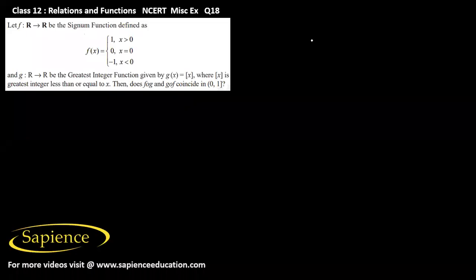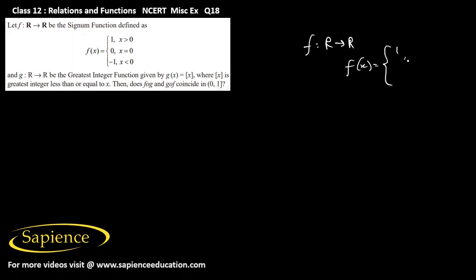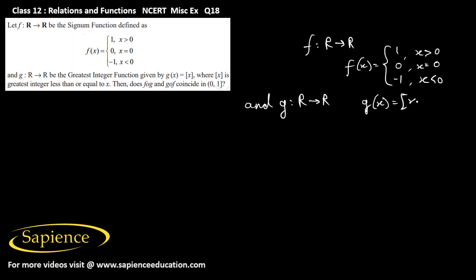Here it is told that f is a function which maps from R to R, the signum function, which is defined as f of x equals 1 if x is greater than 0, 0 if x is equal to 0, and -1 if x is less than 0. And g also maps from R to R, the greatest integer function, which is defined as g of x equals bracket x.